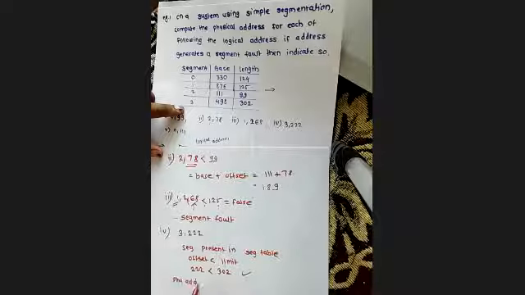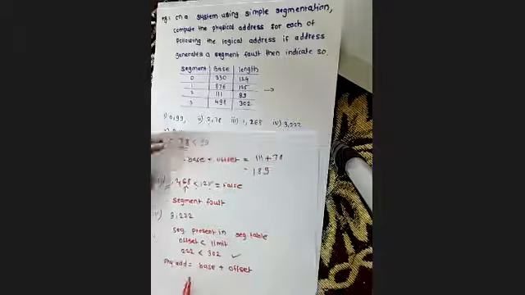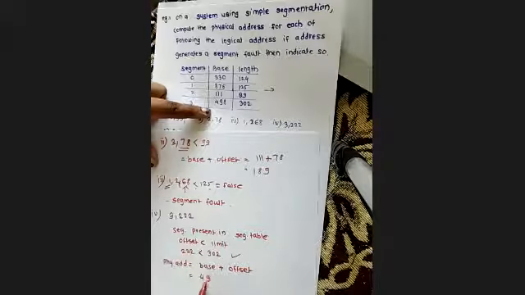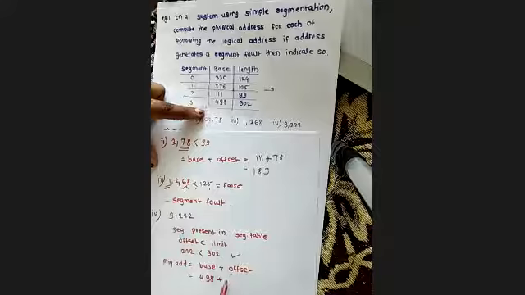Your physical address is equal to base plus offset. Okay, base plus offset. Now for this 3, what is the base address? 498 plus offset, this is the offset, 222.